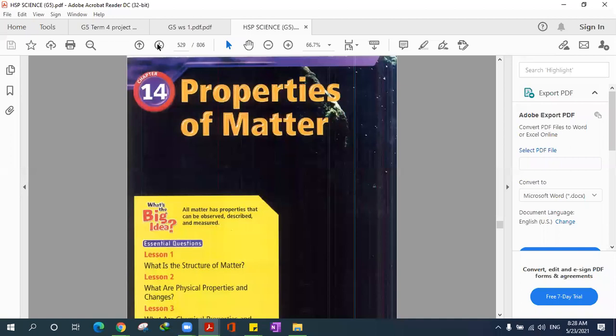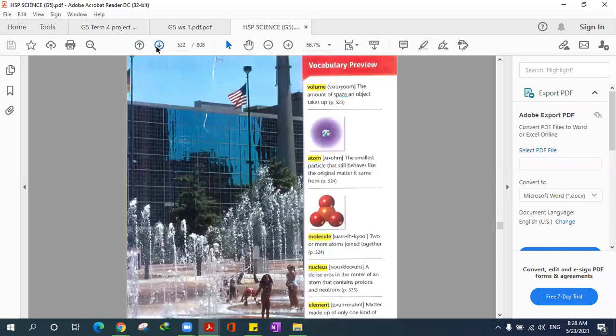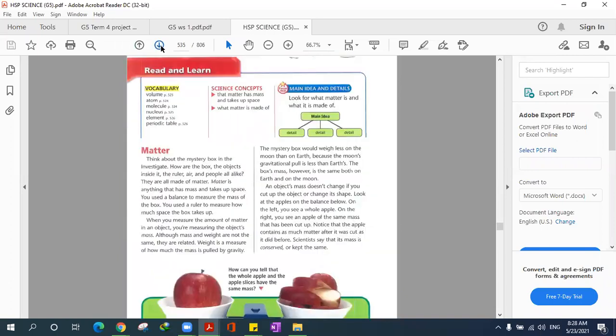So we started in chapter 14, lesson 1, talking about the atom, if you remember that. And we talked about matter. What do we know? What do you mean by matter? It's like everything, again, that has... Can someone answer me? Yes, Abdullah. Yes, Tanah, you can answer.